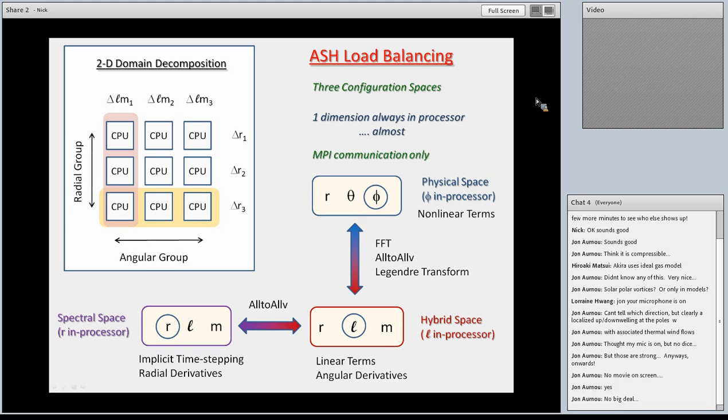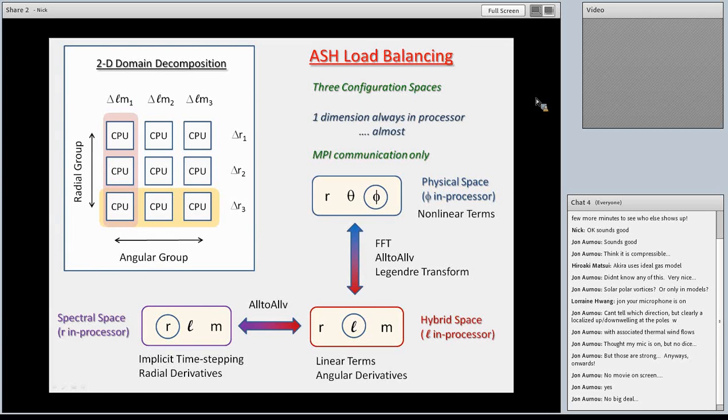And then in our middle configuration on the way to physical space, we're now physical in radius, and we can be either spectral or physical in theta or L, but we're still spectral in M. Then we would take an FFT and an all-to-all V and go to the fully physical configuration, so that we have all of the phi points in processor, but now R and theta are distributed. The dimension that's in processor in each of these spaces is indicated by a circle.